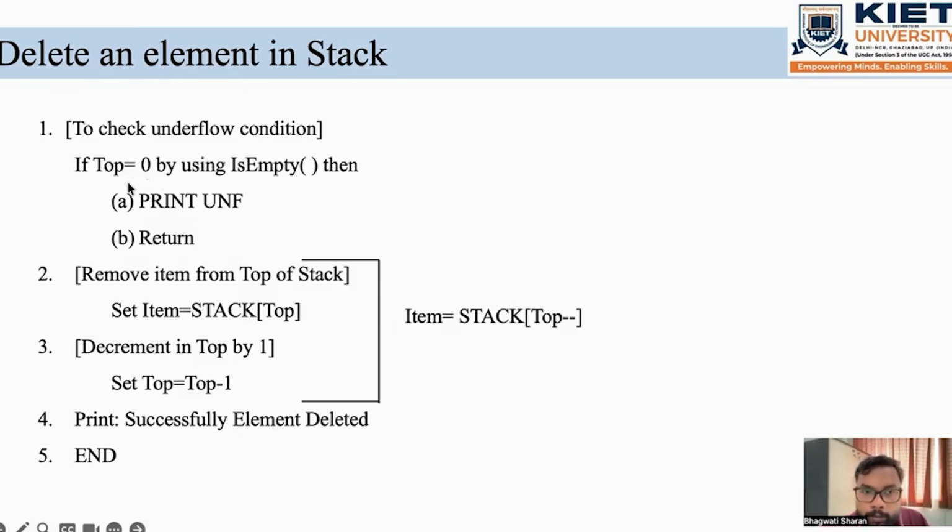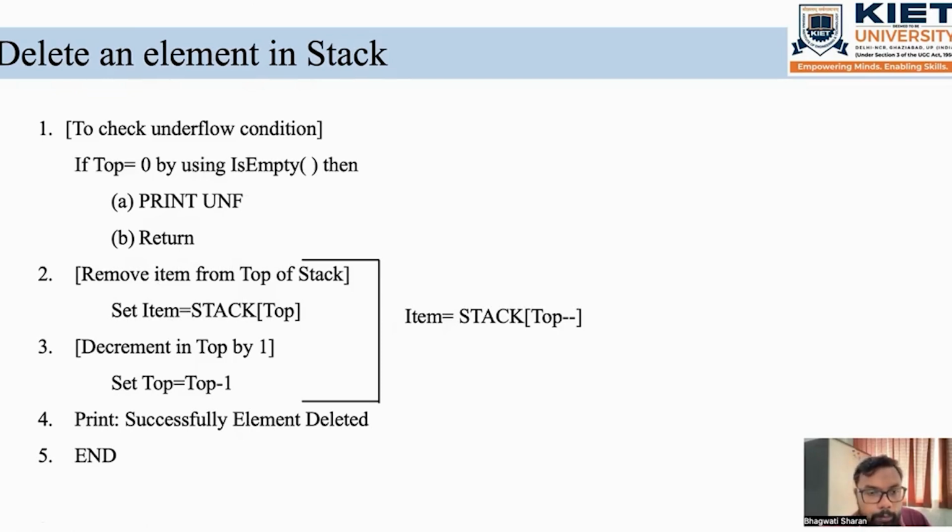If top is equal to 0, it is an empty stack, so it will print the underflow condition and return. But if top is not equal to 0, it means some elements are available, and then we can delete an element. For deleting the element, we use the pop operation.